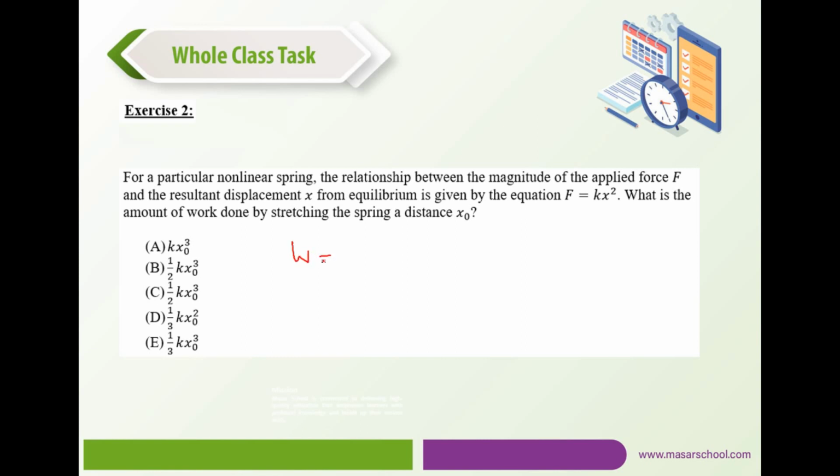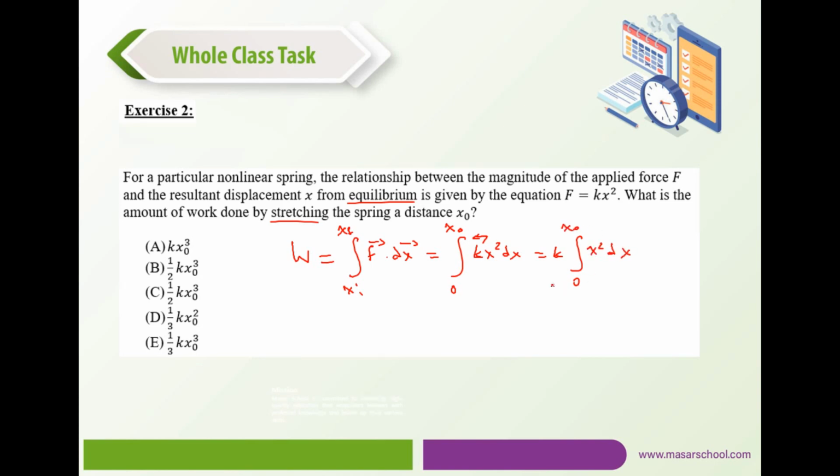That would be the work from an initial position to a final position of F dot dx. The question is what is the amount of work done by stretching the spring a distance x0, knowing that we started from the equilibrium, which is 0, to x0. So plus x0 because we're stretching. Now kx³ dx, we can take k out. That would be k, the integral from 0 to x0 of x³ dx.